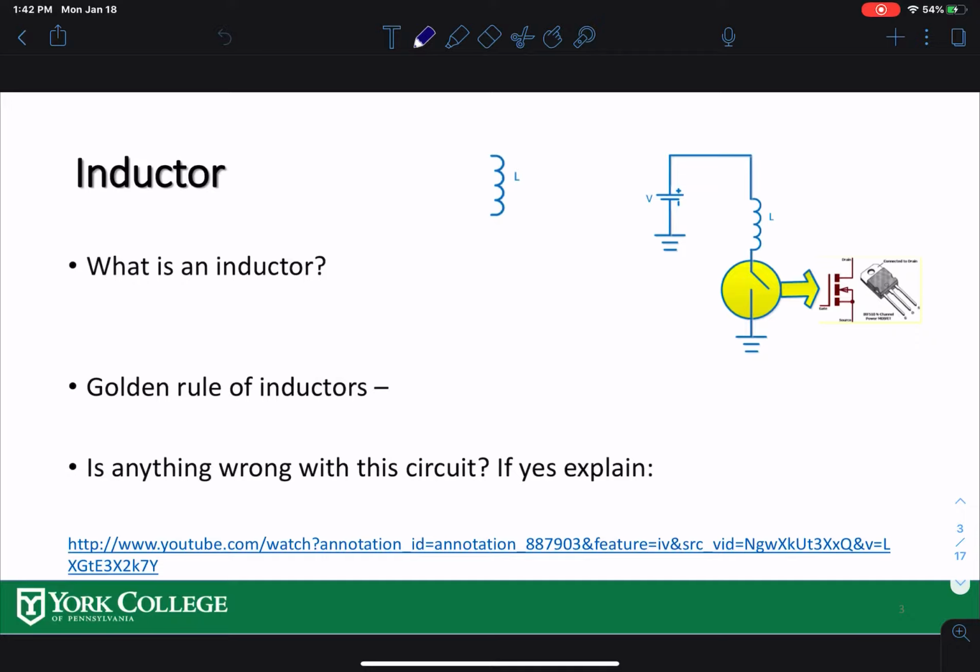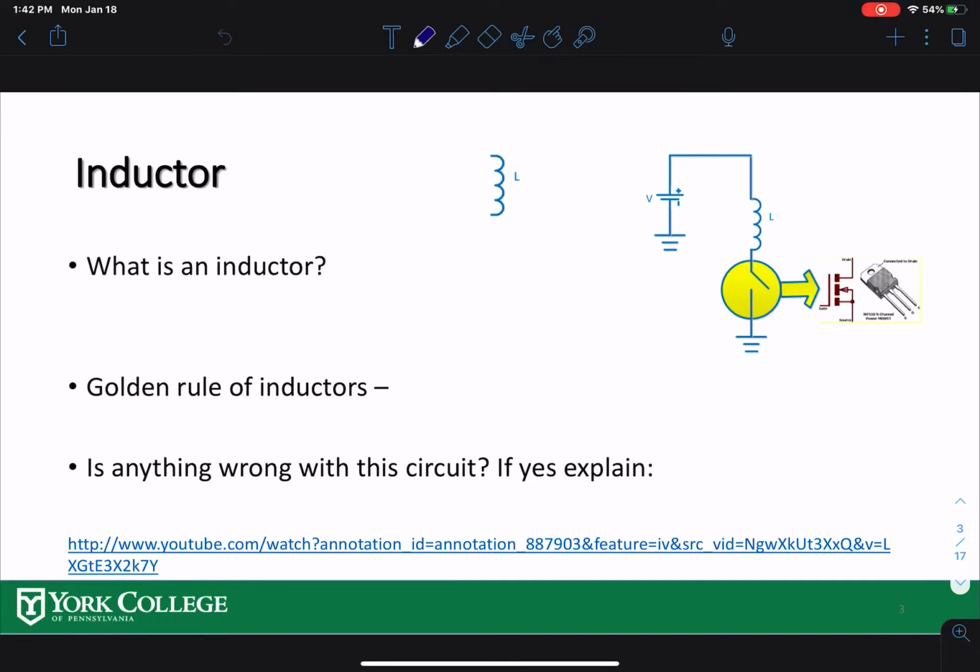This is lecture 2 or class 2. Today we're going to talk about DC-DC converters. How do you convert one DC level to another DC level and how to do it effectively. Before we get there, we need to understand two elements very important for conversion. One is the inductor, another is the capacitor.